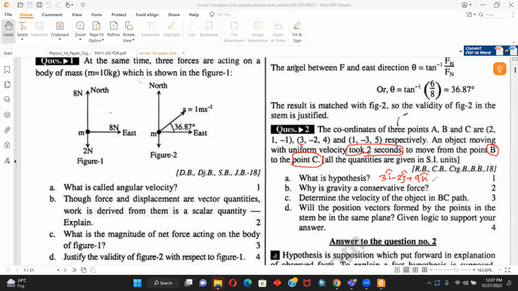All right. And for C, it will be i minus 3j plus 5k. Okay, good.